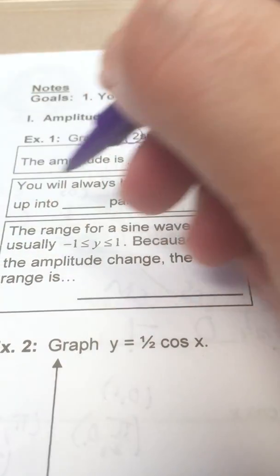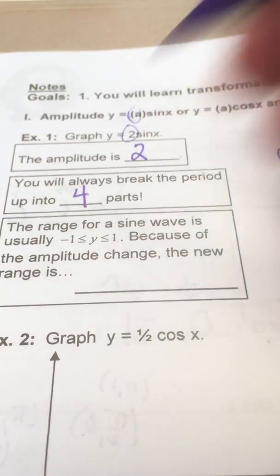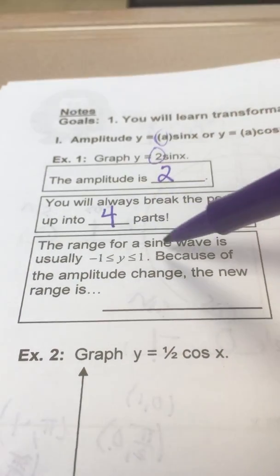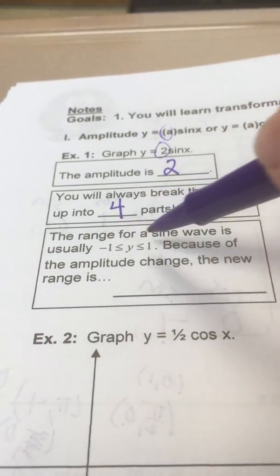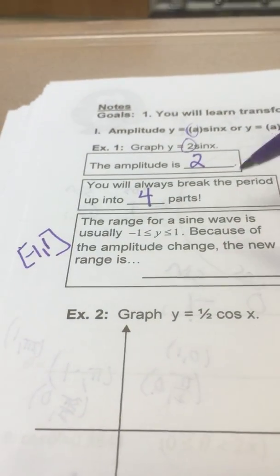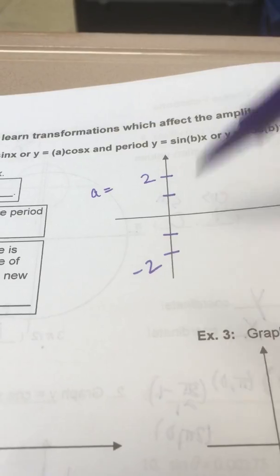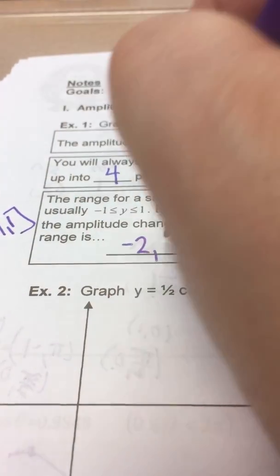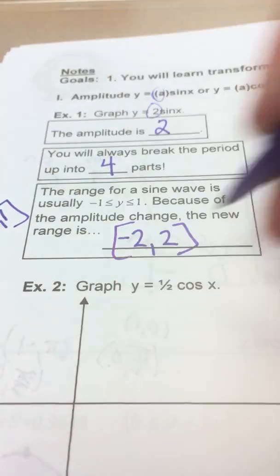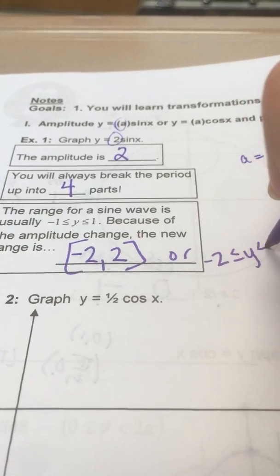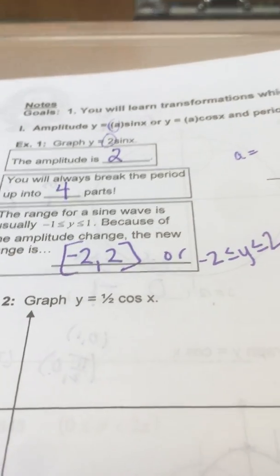All right, we're always going to break the period into 4 parts. And the range for the sine wave of this is -1 to +1, or the interval notation was -1 to +1. All right, and because of the new amplitude, like I already did on the graph, the new range is -2 to +2. There's an interval notation, or if you wanted, you could write it in inequalities.